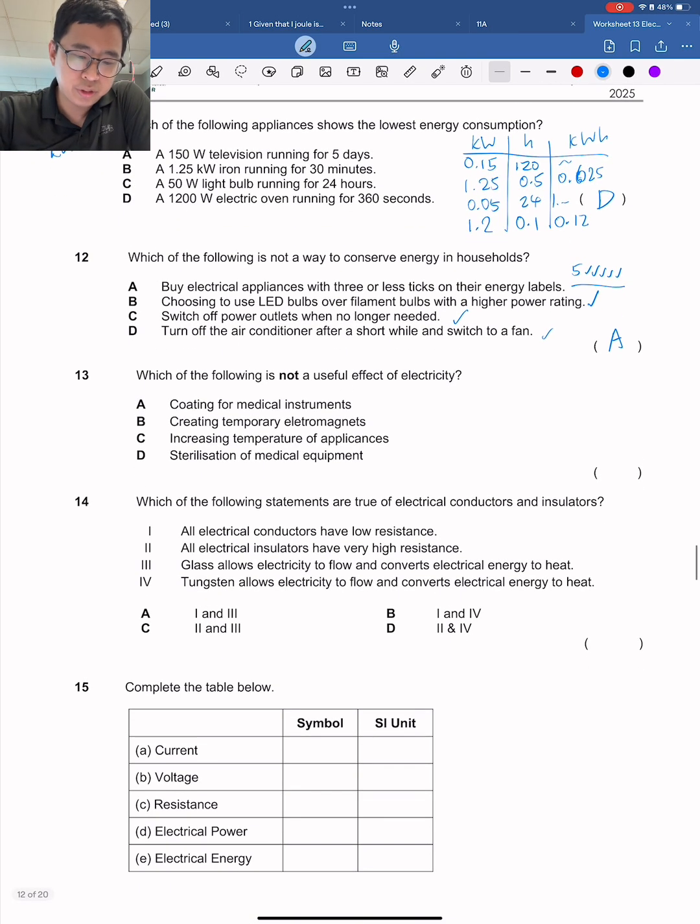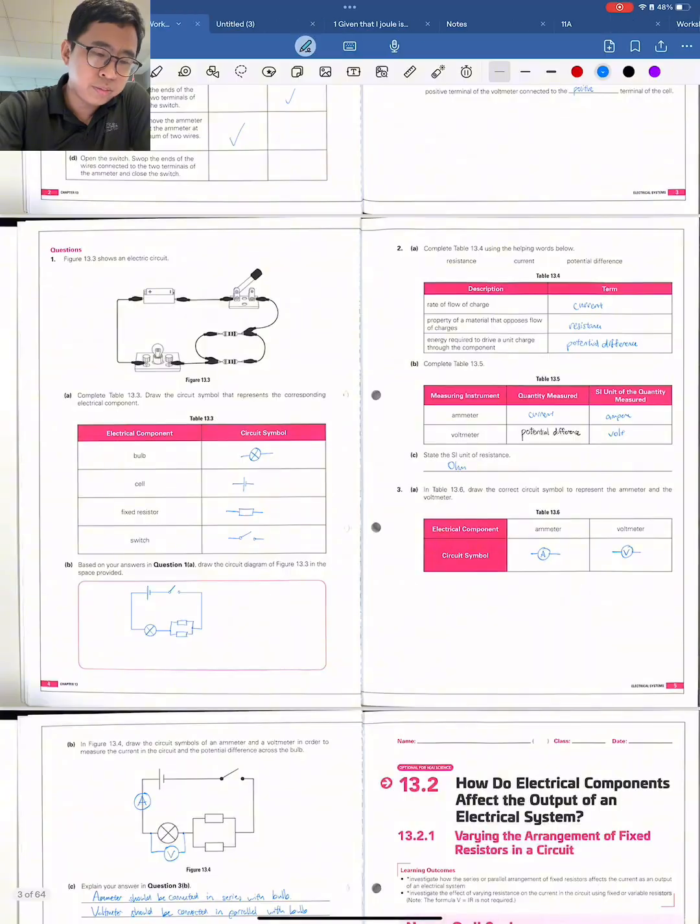Which is not a useful effect of electricity? We have coating of medical instruments. This is in the textbook. This is also in the textbook. Sterilization of medical equipment.